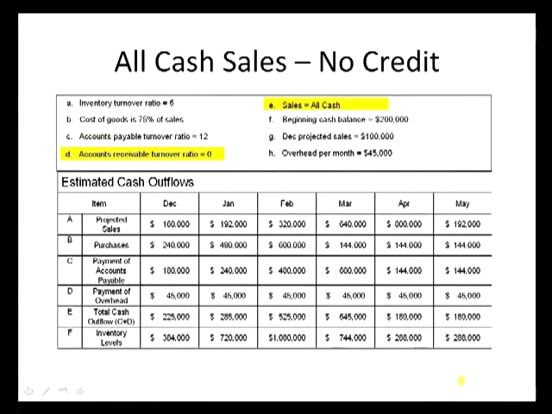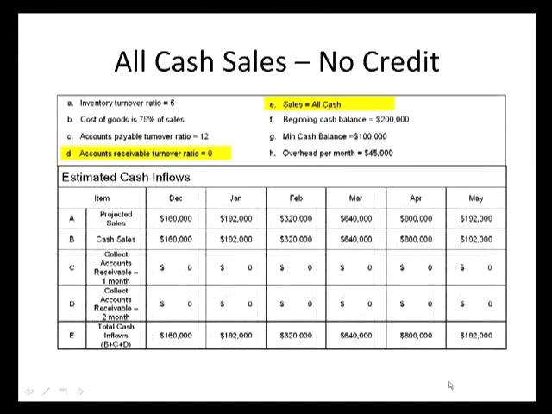Okay, now let's repeat the process under the assumption that all the sales are now for cash. Nobody buys anything on credit. Now, of course, since we're dealing with cash inflows, the cash outflows are the very same as we saw in figure 14.4. Next, let's look at the cash flows under this situation where there are no credit sales. In this case, now the cash inflows are very different because our sales for each month equal our cash sales. There are no accounts receivable because everyone pays cash. Total cash inflows equals sales.